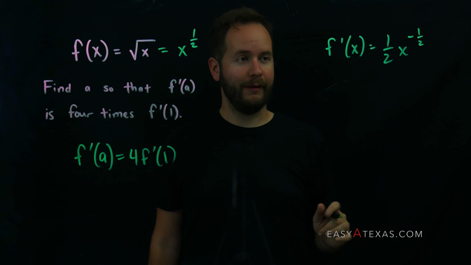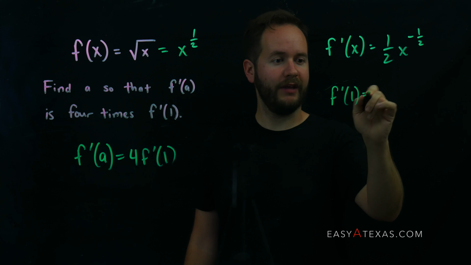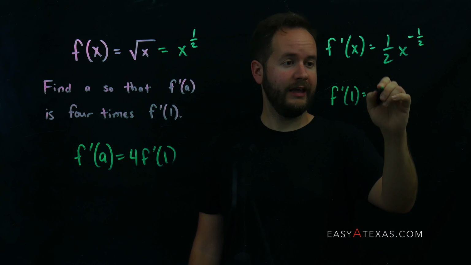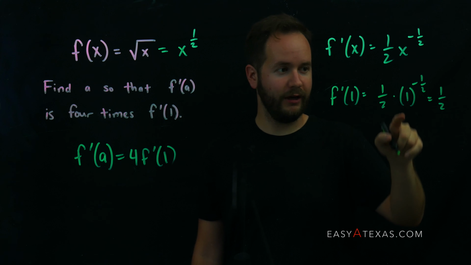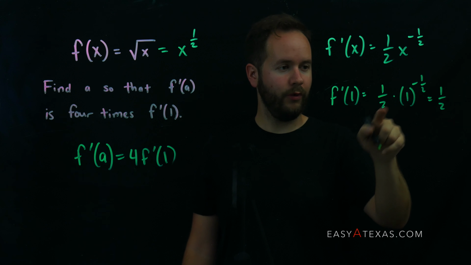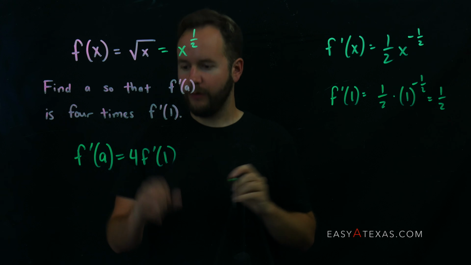Let's go ahead and figure out f prime of 1. F prime of 1 would be simply taking the value of 1, plugging it in for x, giving us 1/2 times 1 to the negative 1/2, which is just 1/2. This is because 1 to any power is 1. So 1/2 times 1 is 1/2. Let's go ahead and put that in place now.